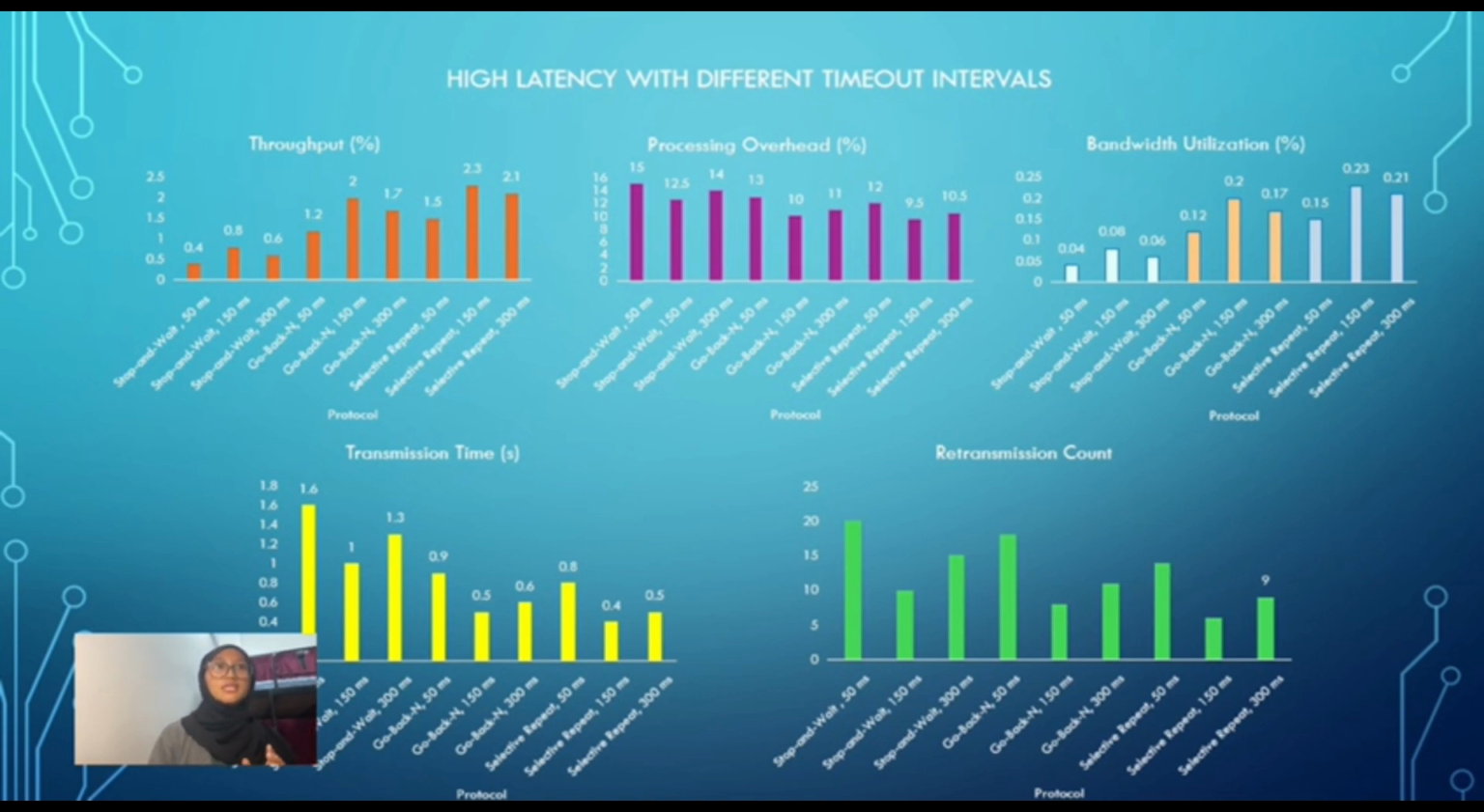Overall, selective repeat performs the best across all time intervals, especially in high latency environments. It achieves higher throughput, better bandwidth use, and lower retransmission, making it more suitable for modern and delay-sensitive networks. On the other hand, stop and wait performs poorly, mainly due to idle waiting times and limited packet handling.